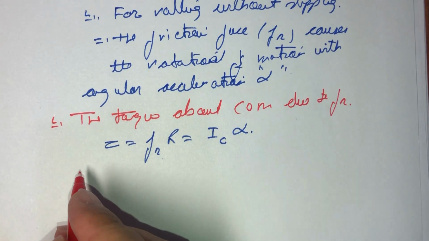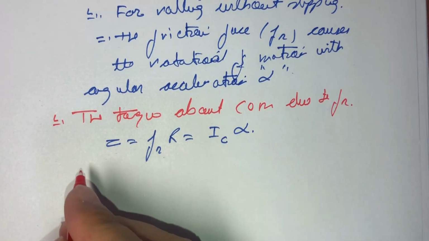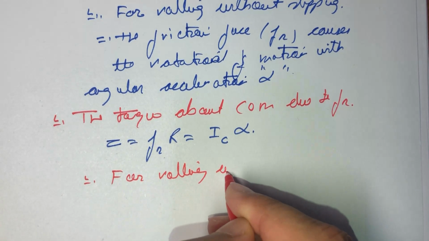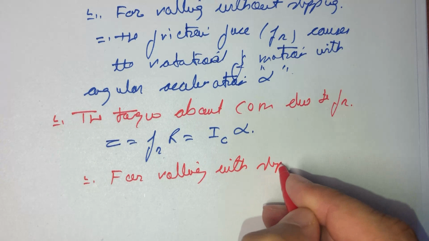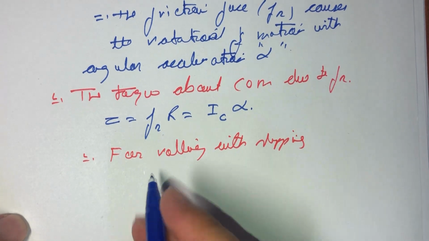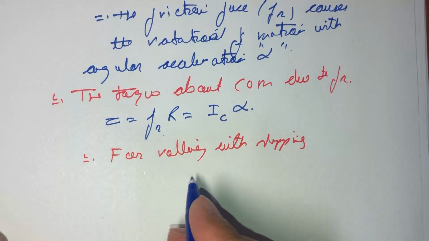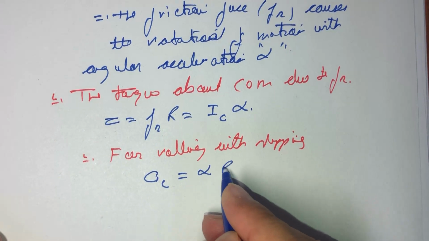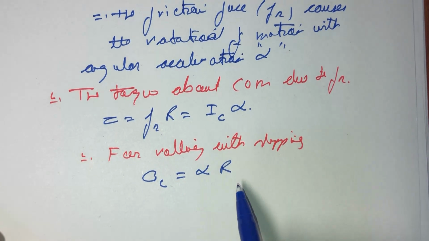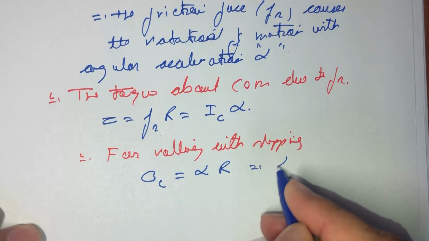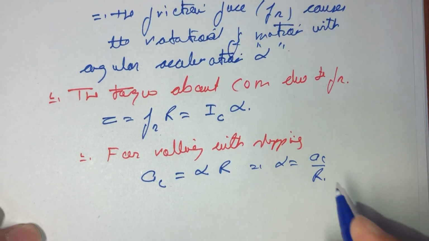And also for pure rotational motion, or you can say for rolling without slipping, our acceleration of the center of mass will be equal to angular acceleration multiplied by radius r. So substituting the value of alpha, from here alpha is equal to AC upon r.